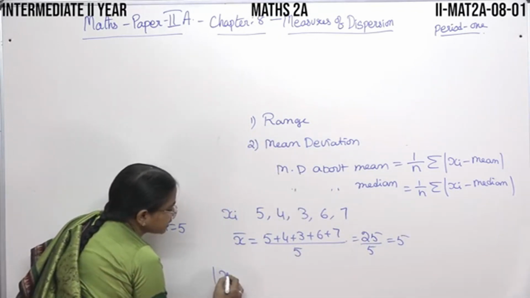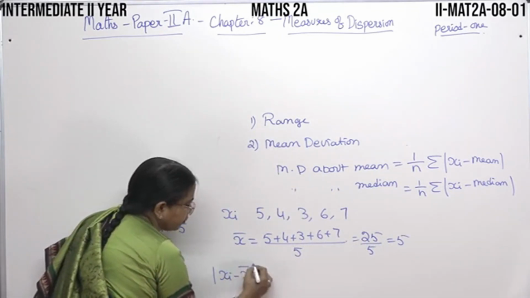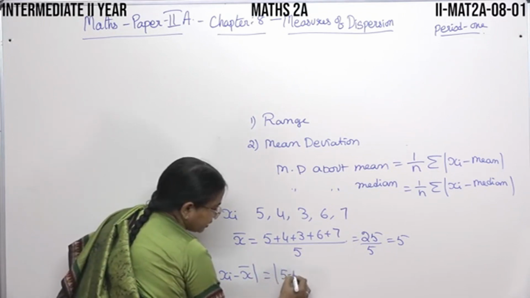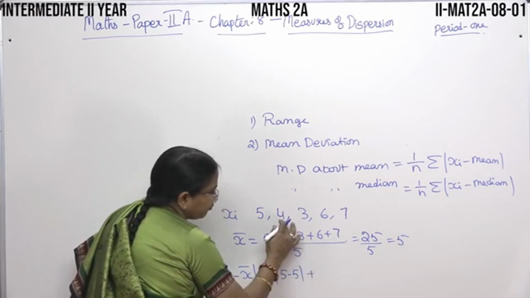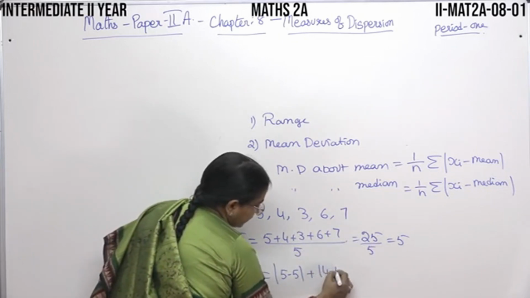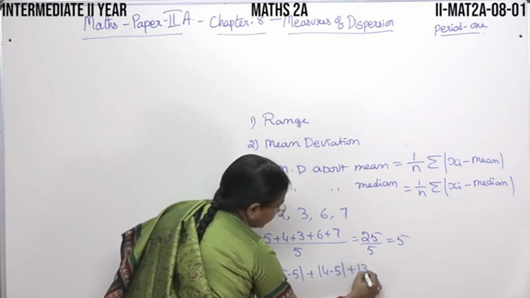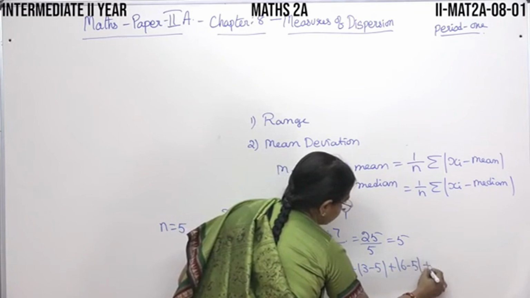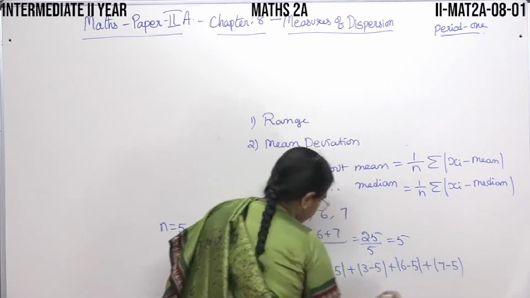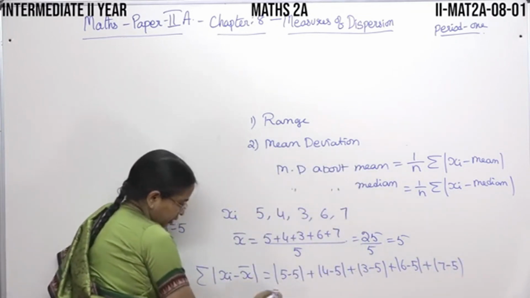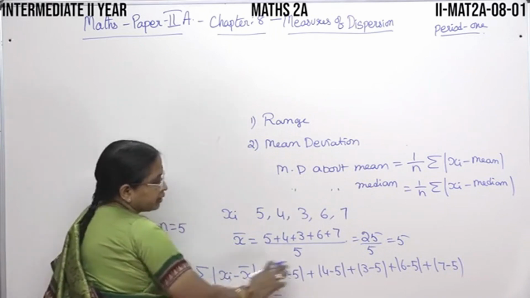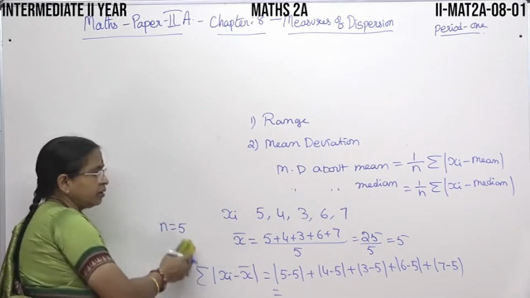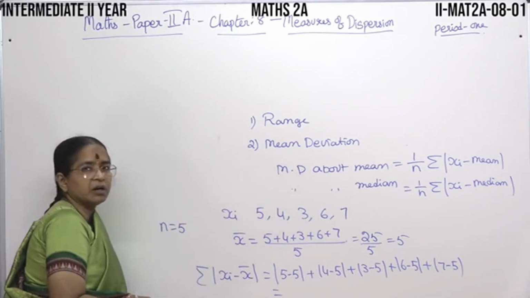Then what you do? Find mod of xi minus x bar. Sigma of mod of 5 minus 5, plus mod of 4 minus 5, plus mod of 3 minus 5, plus mod of 6 minus 5, plus mod of 7 minus 5. So write all the positive values only. So that gives you the sigma value. Then just substitute in the formula. Like that we find the mean deviation about mean.